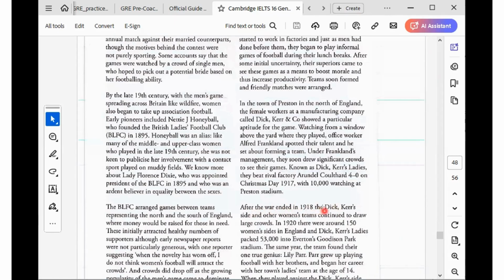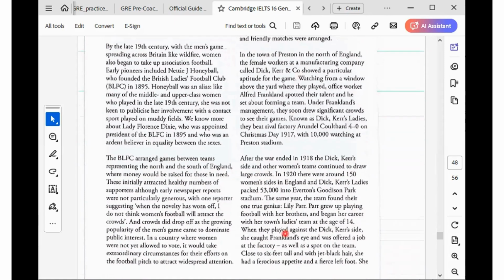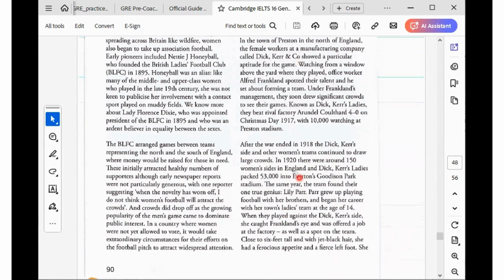After the war ended in 1918, the Dick Kerr side and other women's teams continued to draw large crowds. In 1920, there were around 150 women's sides in England, and Dick Kerr Ladies packed 53,000 into Everton's Goodison Park Stadium. The same year, the team found one true genius, Lily Parr. Which team? The Dick Kerr team. That's what they are calling the team. Who grew up playing football with her brothers and began her career with her town's ladies team at age 14. When they played against Dick Kerr's side, she caught Frankland's eye and was offered a job at the factory, as well as a spot on the team.